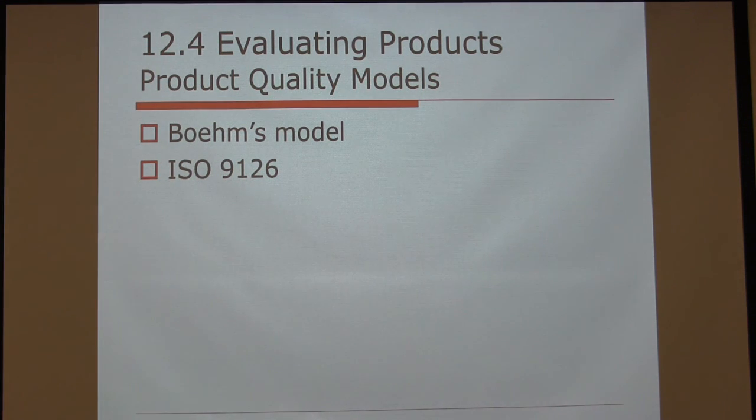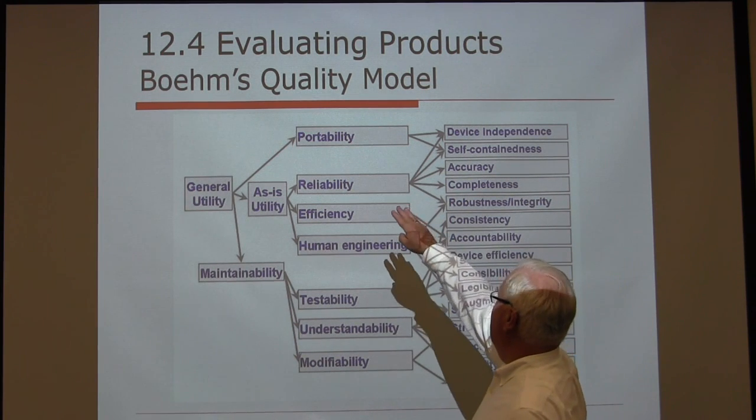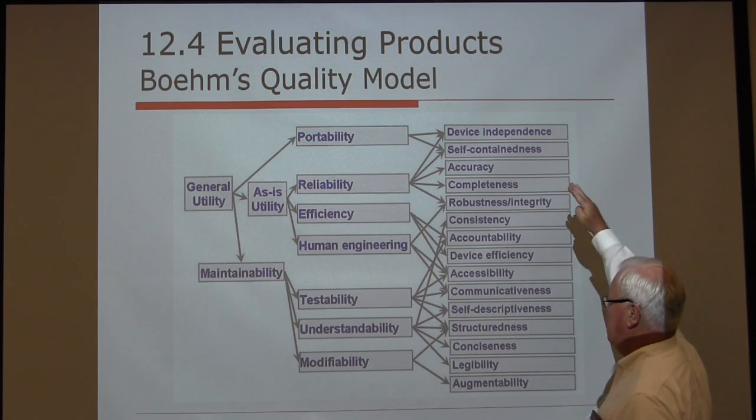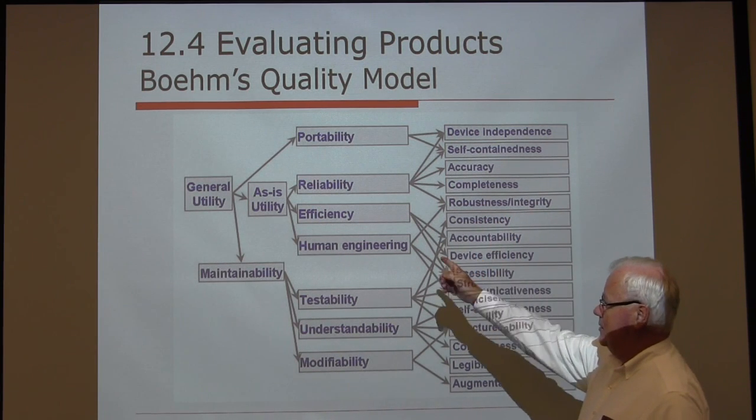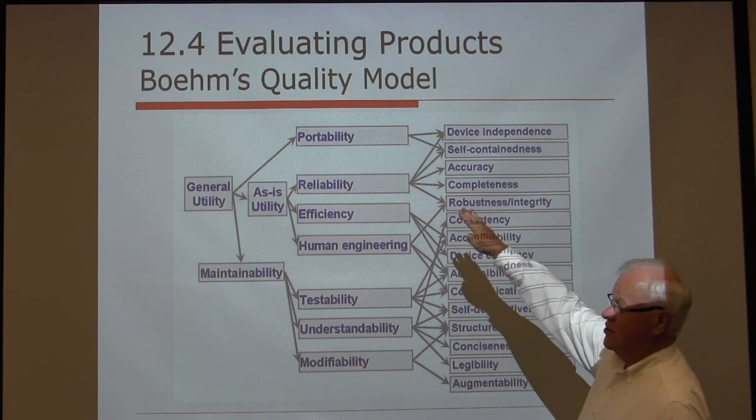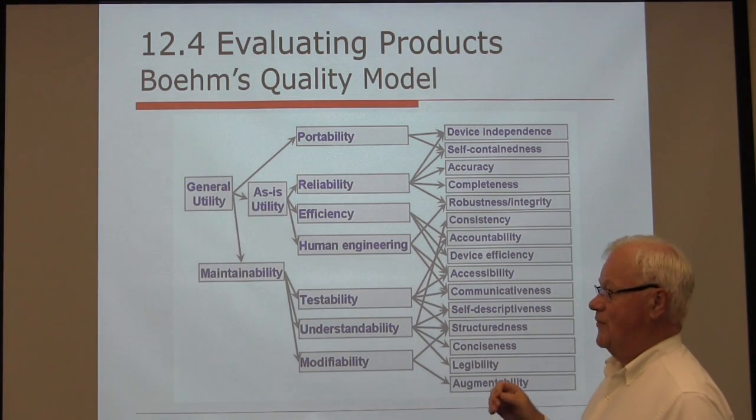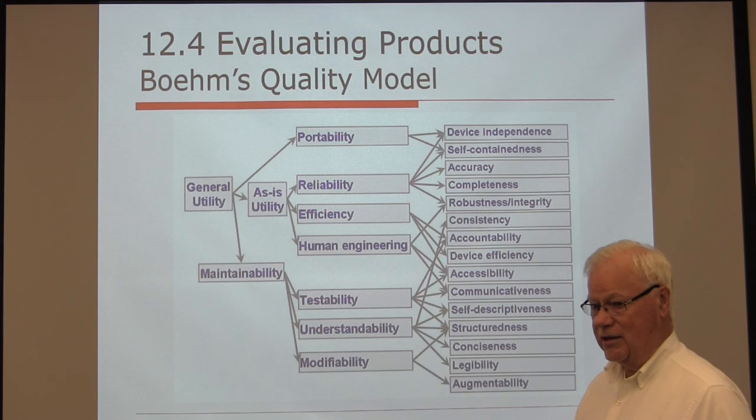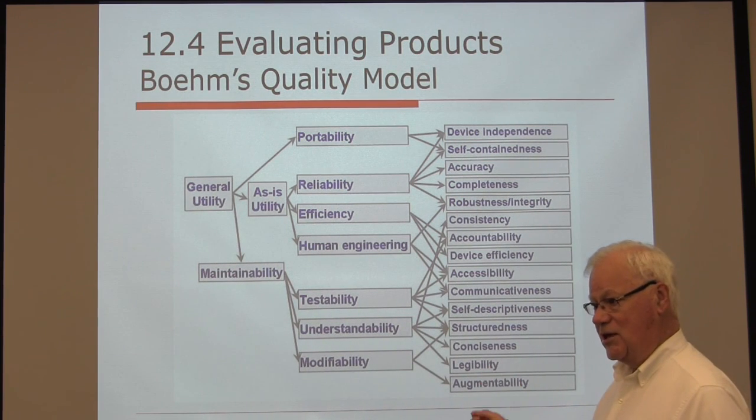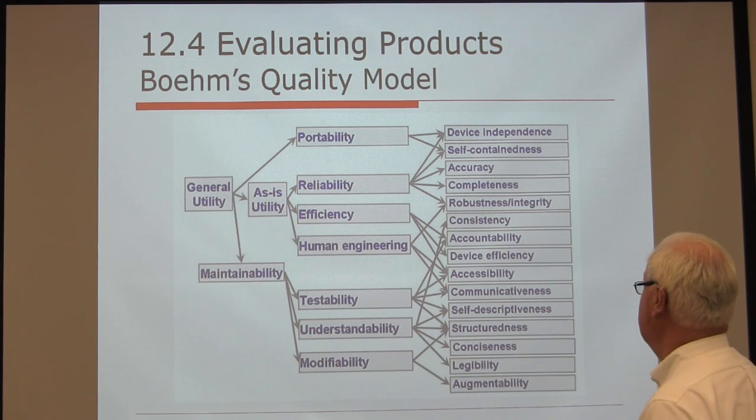So we're going to look at Boehm's model and ISO 9126. So this quality model, you look at the general utility, you look at portability. By the way, for each one of these things, you'll notice they only fall in one of these categories over here. So you start over here. So device independence, well, that has to do with portability. This is probably one of the things that's very common today, especially in web page designing: is it going to run on a PC, an Apple, a phone, a tablet? Okay, so portability, device independence.